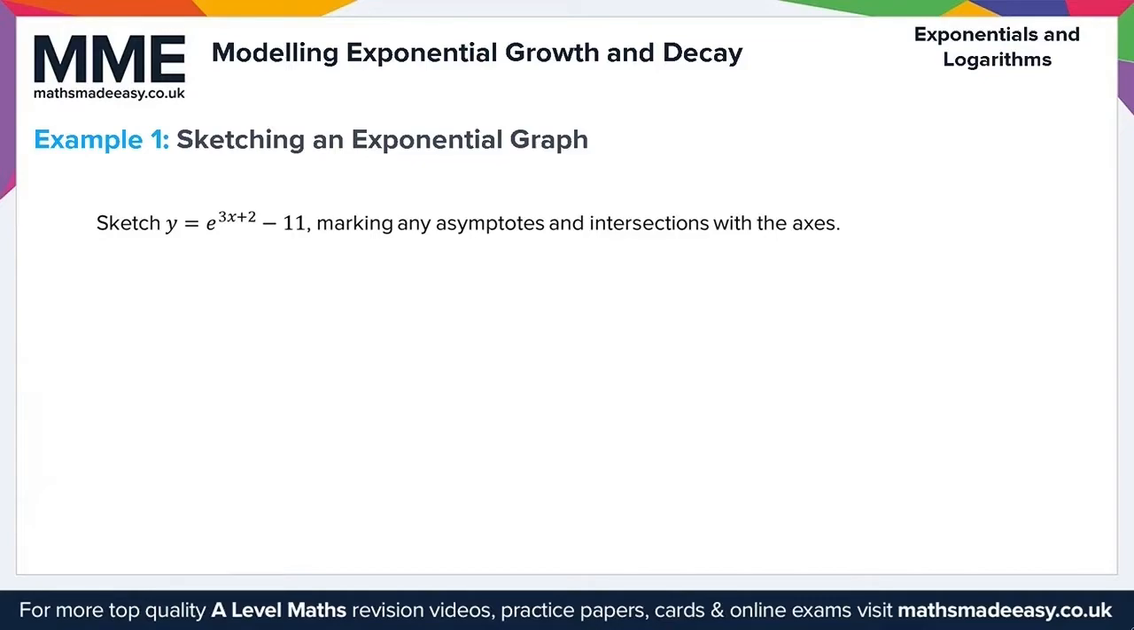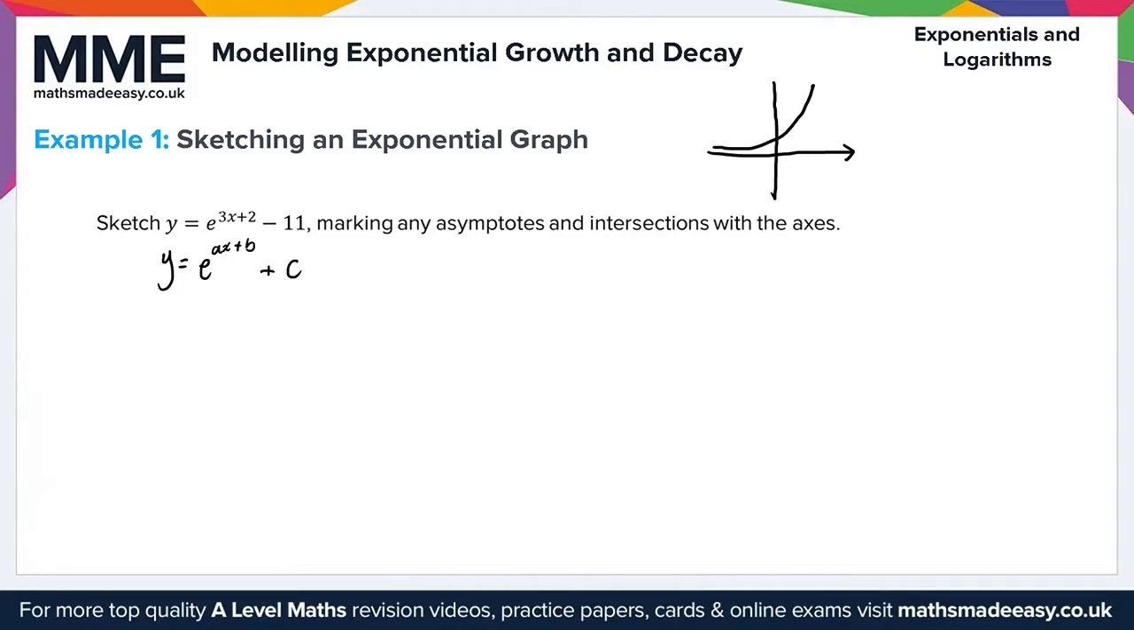Now to start here, we should be able to identify straight away what this shape will look like. This is an exponential graph, and what we can notice here is if we write this in the form y equals e to the ax plus b, and then we've got our plus c here. For our example of y equals e to the 3x plus 2 minus 11, we notice that a is positive. So in that case, we will have a shape that looks something like this. All we need to identify now is the asymptotes and the intersections with the axes.